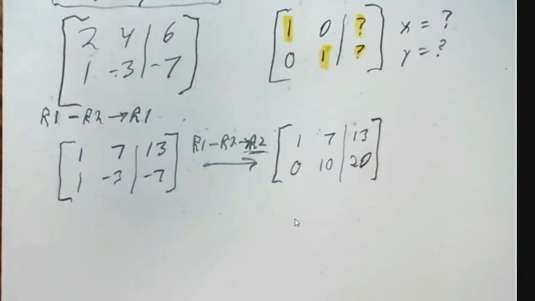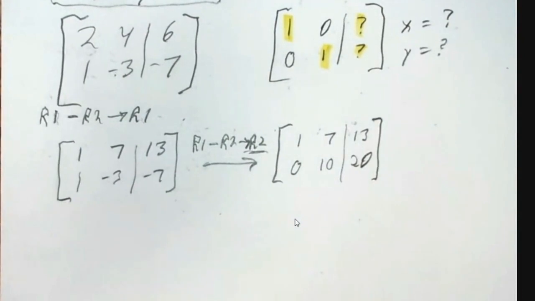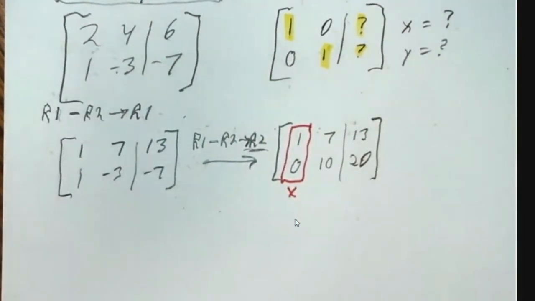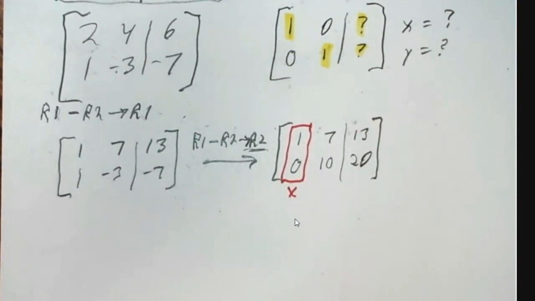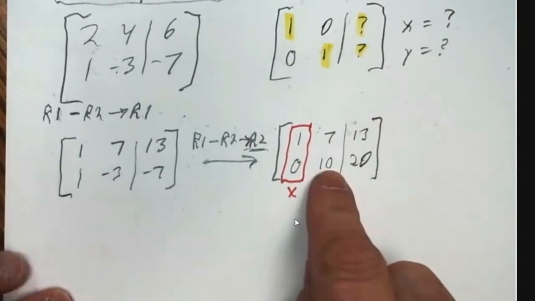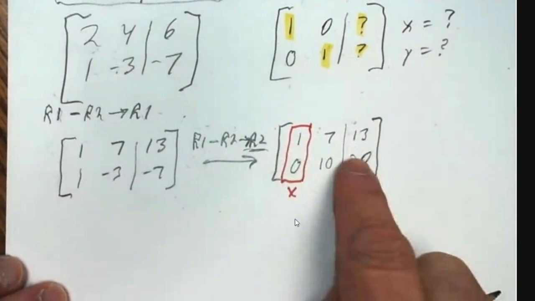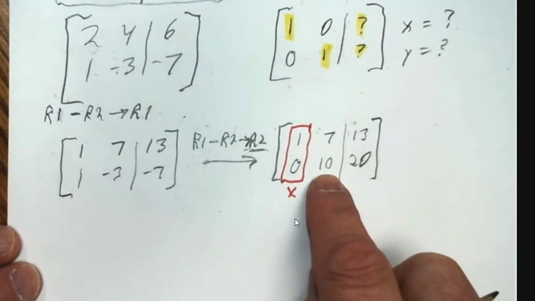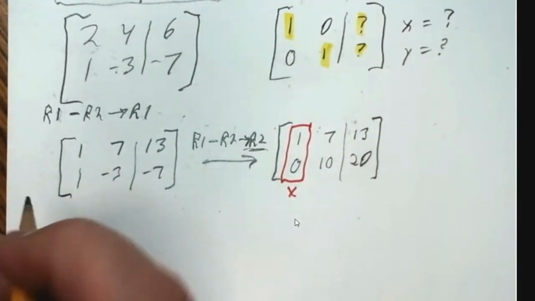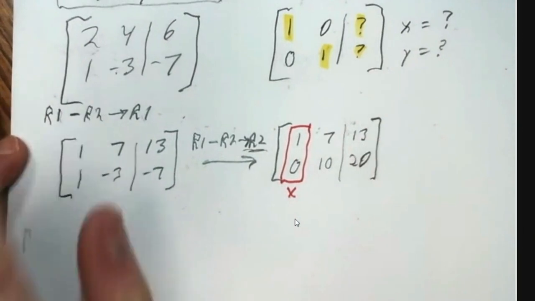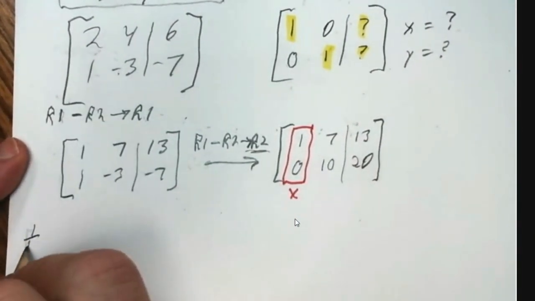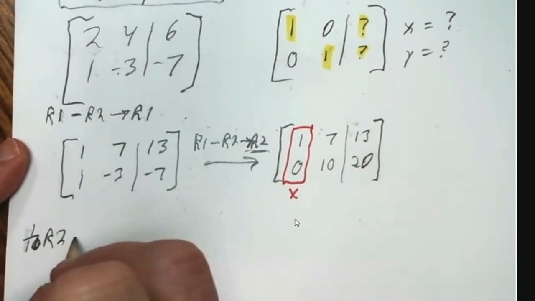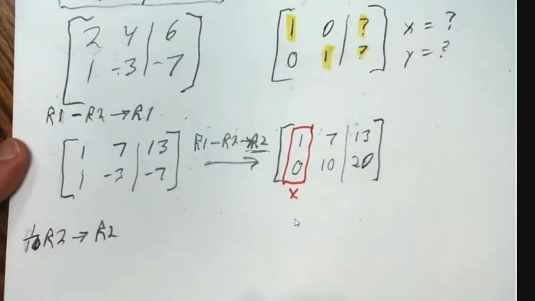All right, I'm closer now, because now I've got the 1, 0. So the X column is done. Now I've got to get the Y column. So I need to change this matrix to where this now is a 1. So let's multiply 1/10 times row 2 and replace row 2.